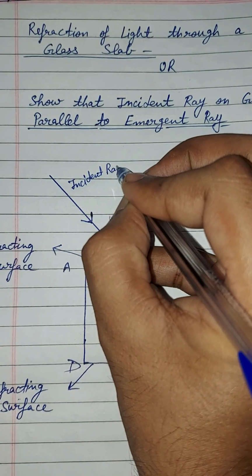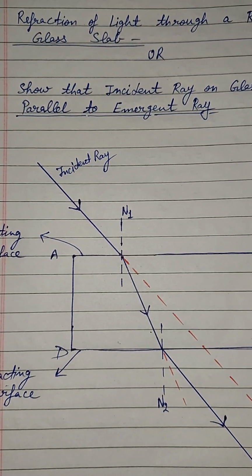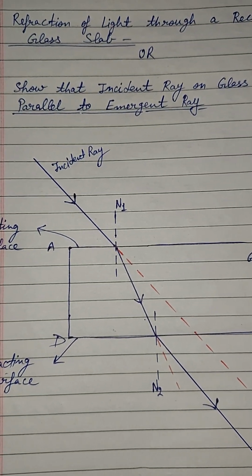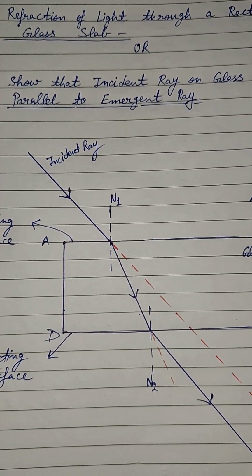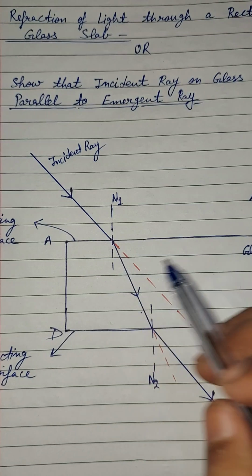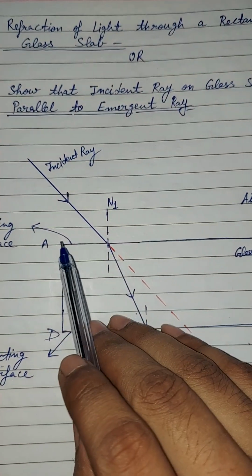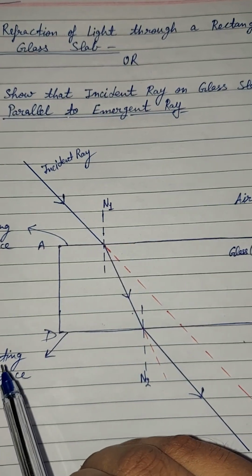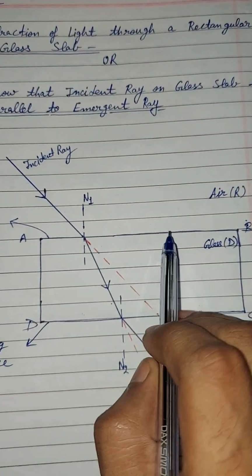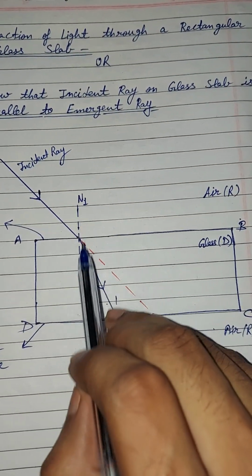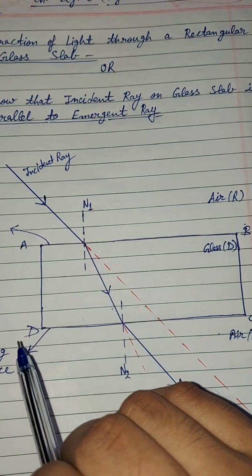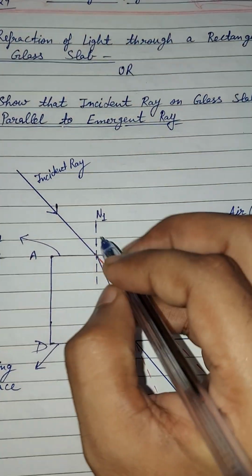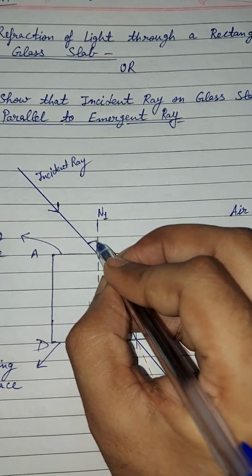The incident ray means the ray of light which strikes the glass surface, the rectangular glass slab. And this is the normal. What is normal? It is an imaginary line which is always perpendicular to the surface. If this is the surface, then the perpendicular line to this surface will be the normal. The angle between this normal and the incident ray is known as angle of incidence.